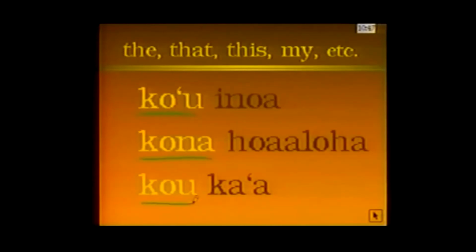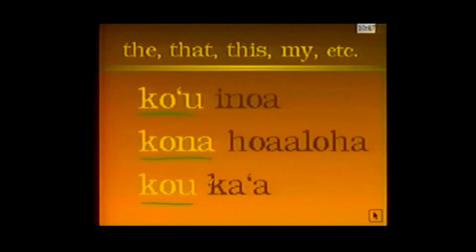Ko'u inoa. My name. Kona hoaloha. His friend. Okay? Now, the point of all of this is to make sure that you understand that there has to be an article. In this case, that's these little words over here in front of the nouns, okay? You have to have these words because if you don't, your sentence isn't right.